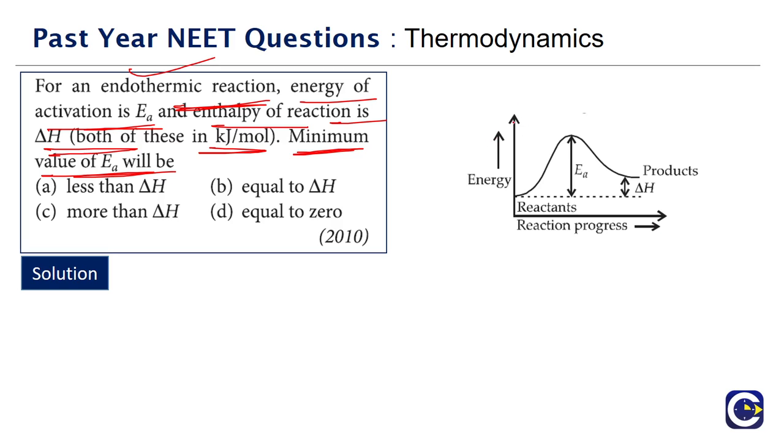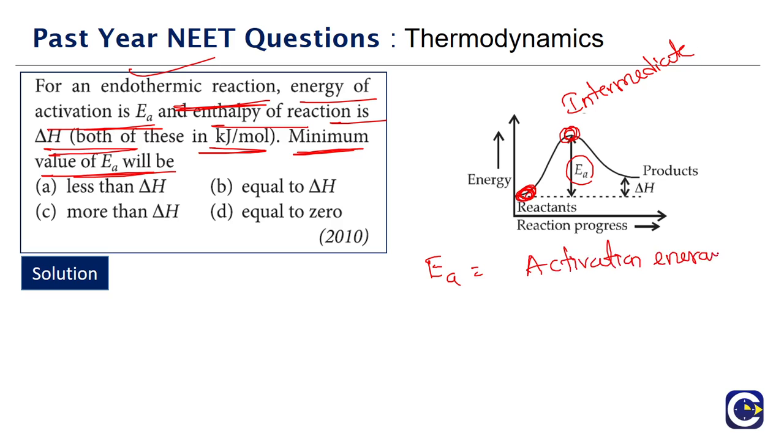We have seen the concept. If you have any reaction, normally when we say activation energy, it is the energy difference between the reactants' energy level and the intermediate. What is the activation energy concept? It is the energy difference between the reactant energy level and the intermediate energy. This is also the activation energy of the forward reaction.